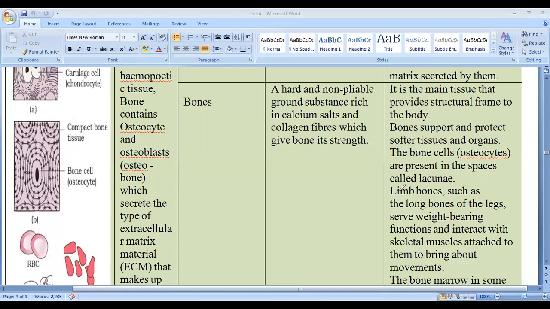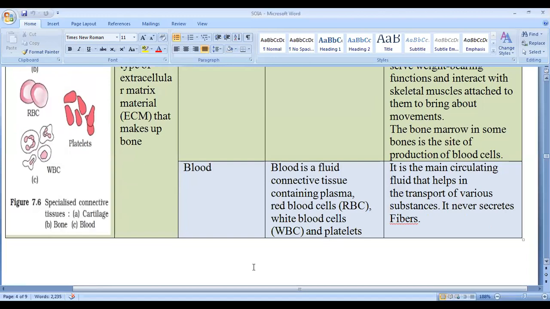Limb bones such as the long bones of the leg serve a weight-bearing function, because bones carry much weight, and the skull also has much weight. Bones interact with the skeletal muscles attached to them to bring about movement, so bone is involved in movement as well as locomotion. In some places, bone marrow is also considered a site of production of blood cells.